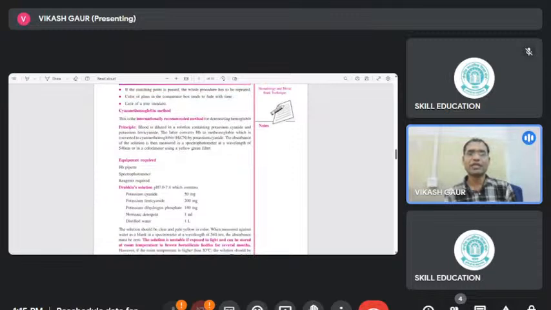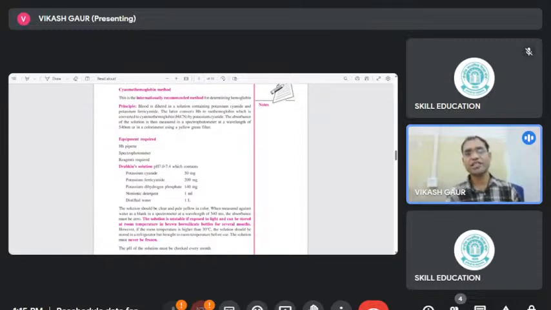The second method is the cyanmethemoglobin method. This is the internationally recommended method for determining hemoglobin. What is the principle of this test? Blood is diluted in a solution containing potassium cyanide and potassium ferricyanide. The latter converts Hb to methemoglobin, which is converted to cyanmethemoglobin by potassium cyanide. The absorbance of the solution is then measured in a spectrophotometer at a wavelength of 540 nanometer, or in a colorimeter using a yellow-green filter. This is the principle.